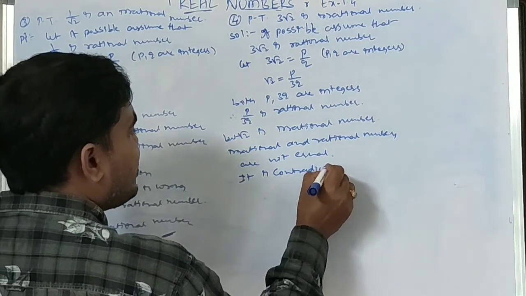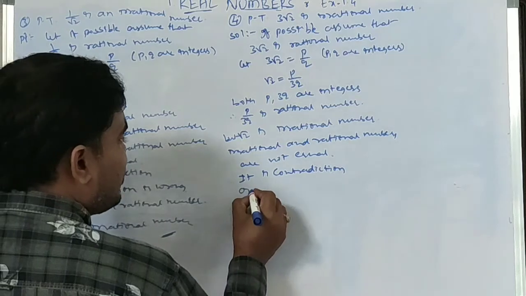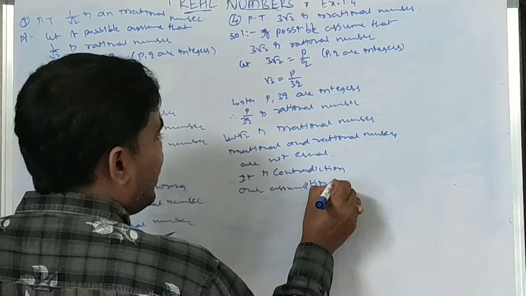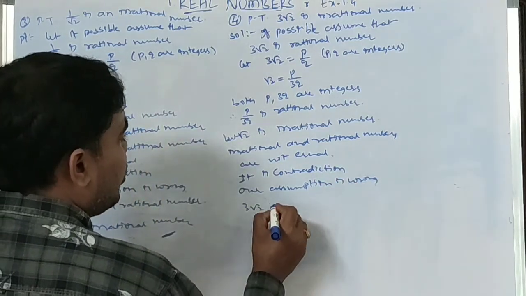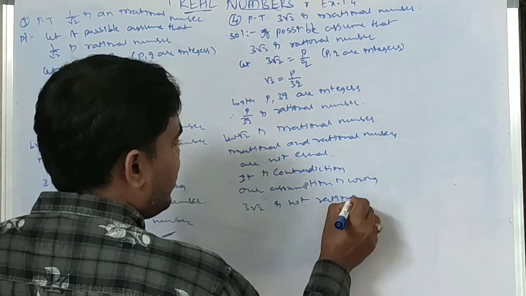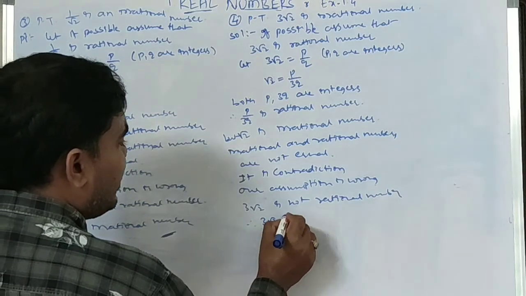Why did we get a contradiction? Whatever we took is wrong; our assumption is wrong. What is our assumption? That 3 root 2 is a rational number. Therefore, 3 root 2 is not a rational number, so 3 root 2 is an irrational number.